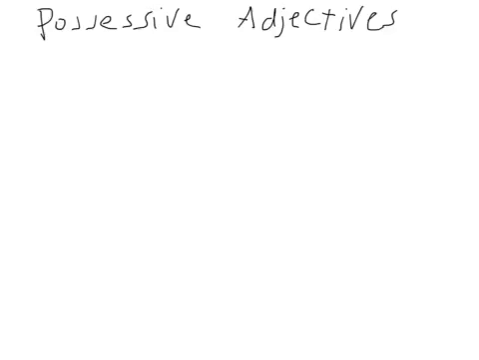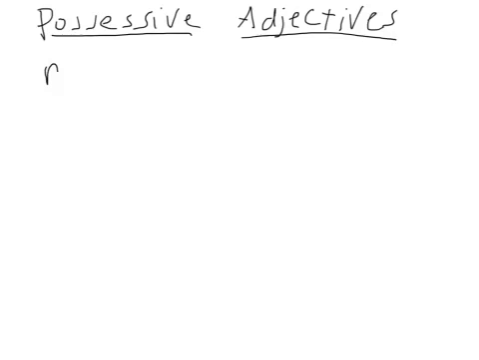So today we're going to learn about possessive adjectives. An adjective is a word that describes a noun. And these are possessive adjectives because they describe a noun by telling who it belongs to. So for example, my pen describes that the pen belongs to me.